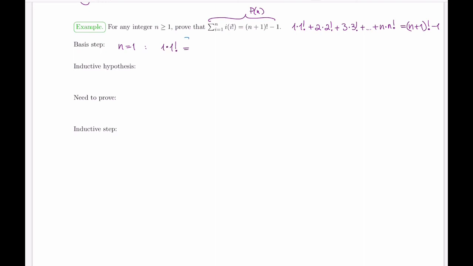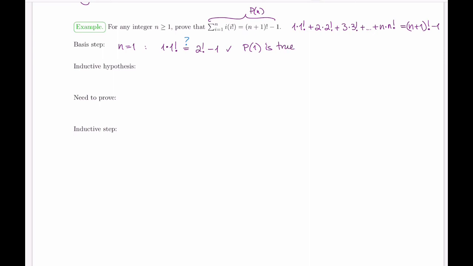And the question is, is it true that it's equal to the right-hand side of this expression when n is equal to 1? So 1 plus 1 factorial is going to be 2 factorial minus 1. Let's see, this is simple arithmetic. 2 factorial is 2 times 1, so 2. 2 minus 1 is 1, which is of course equal to the left-hand side being 1 here. So P of 1 is true in this case.